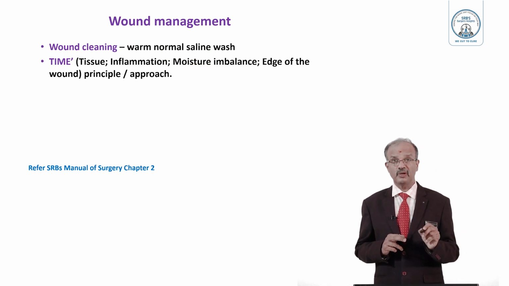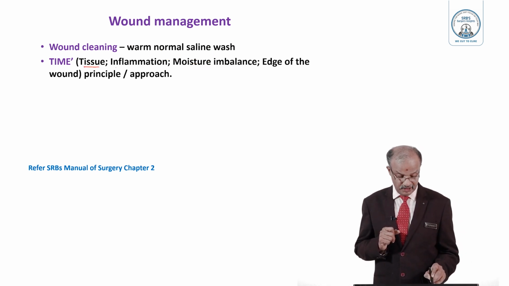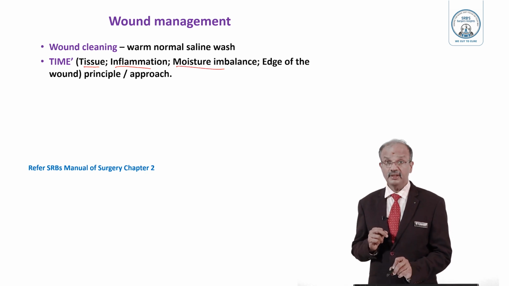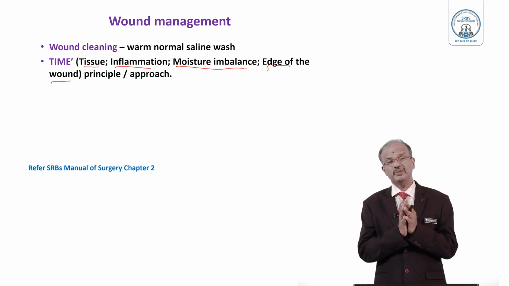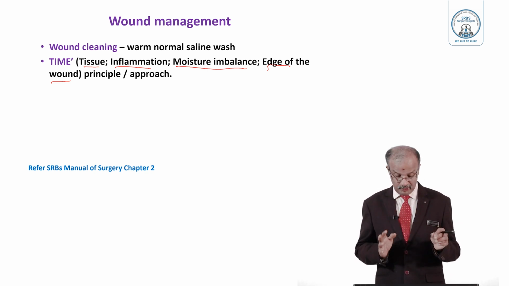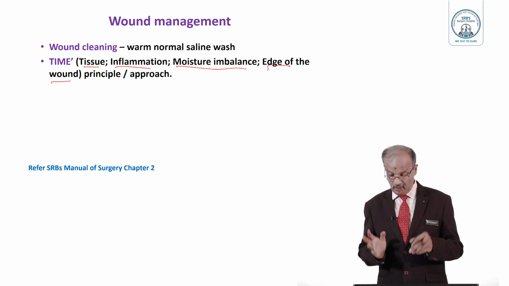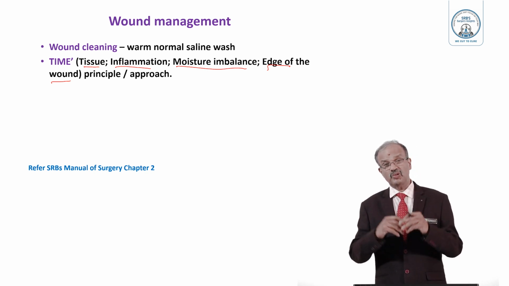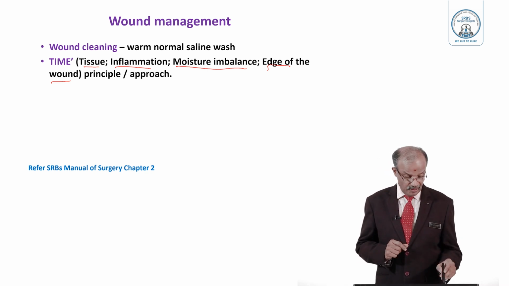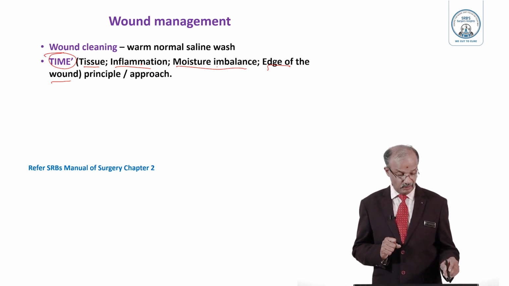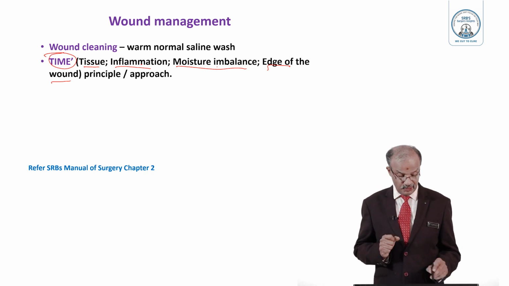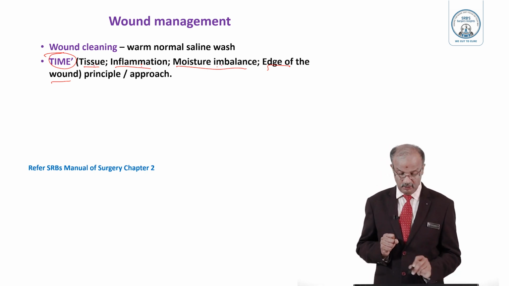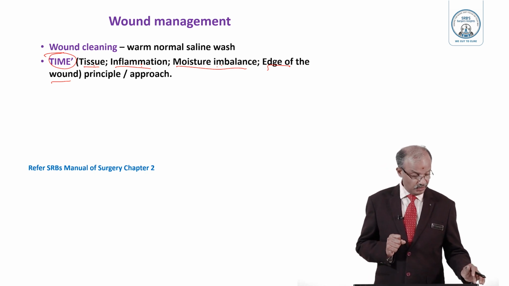And the TIME principle, remember. T is the tissue, I is the inflammation, M is the moisture imbalance, E is the edge of the wound. TIME principle or approach. So, adequate tissue debridement, inflammation control, moisture imbalance, if it is there, it should be dried up. Edge of the wound: the edge should be progressing when you do wound debridement. The components of the TIME principle are a very common MCQ question or short note: tissue, inflammation, moisture imbalance, edge. These 4 components you have to always remember.